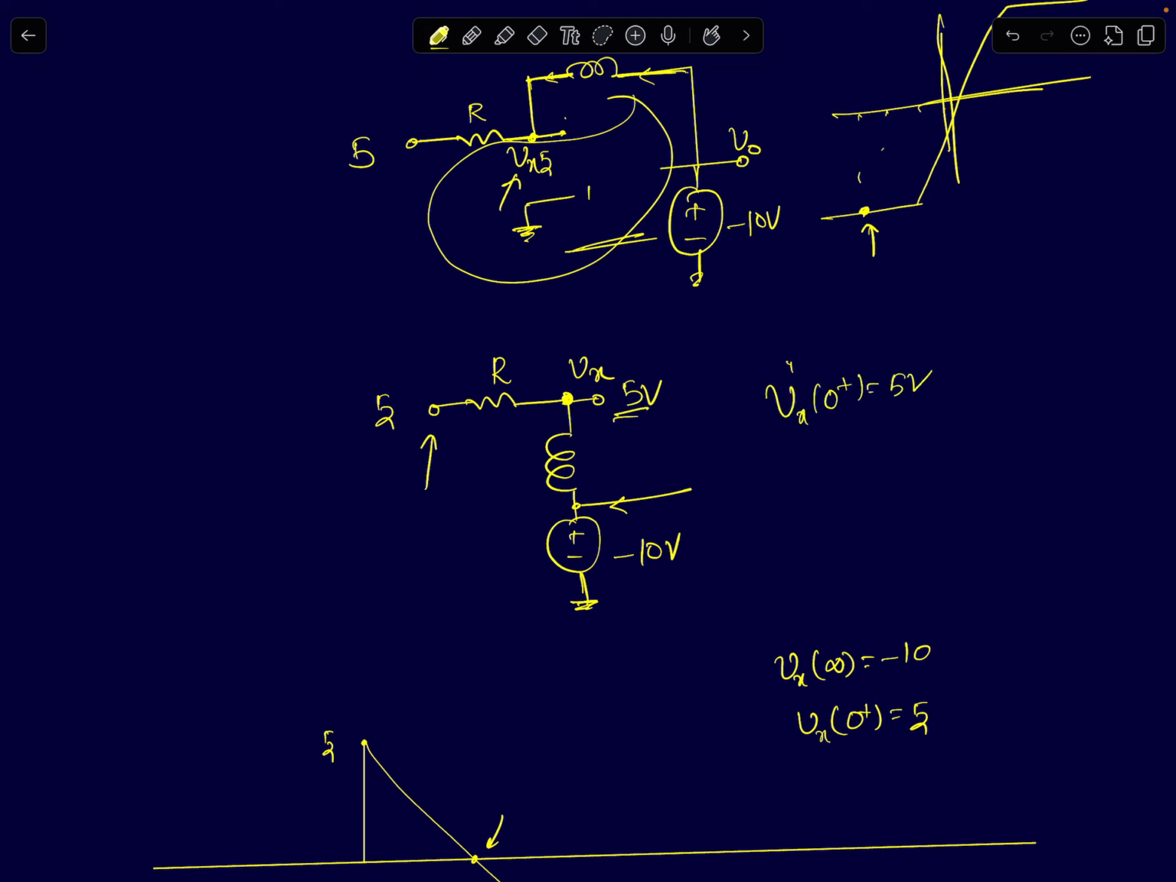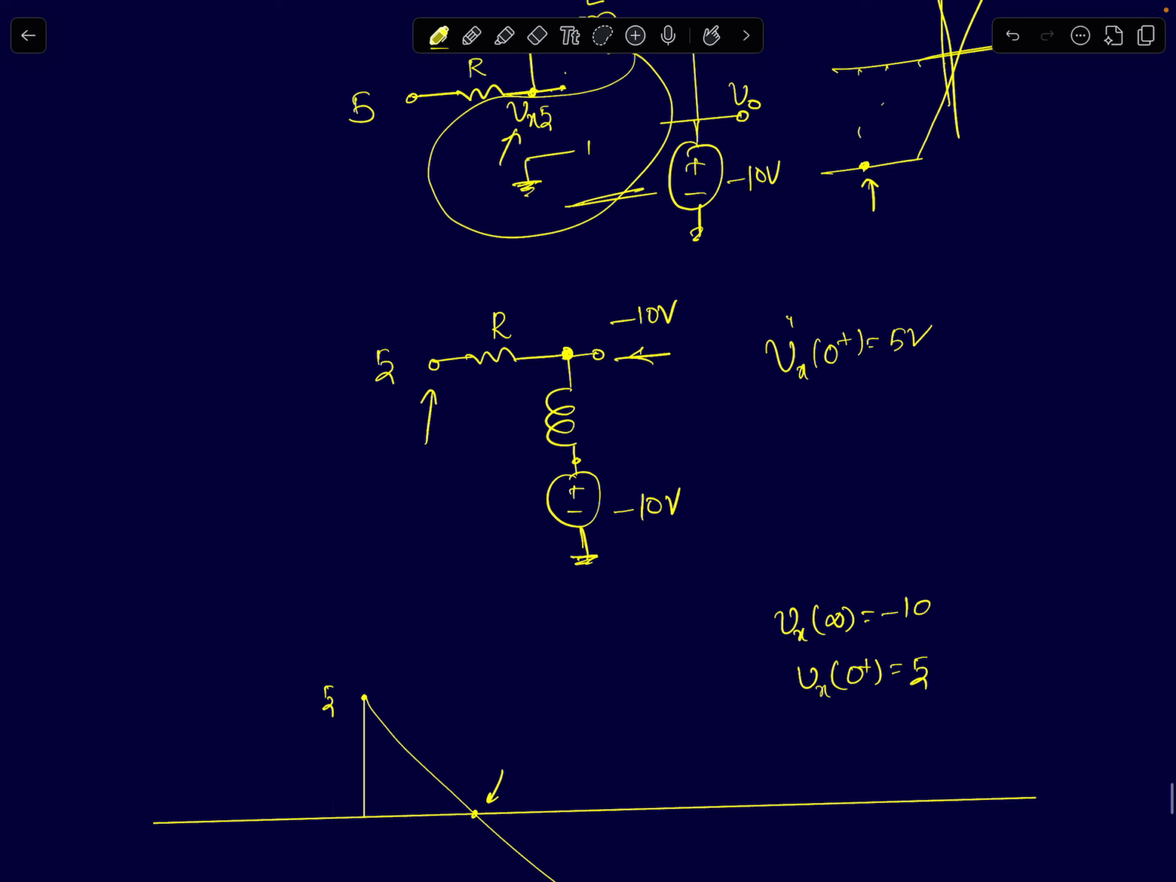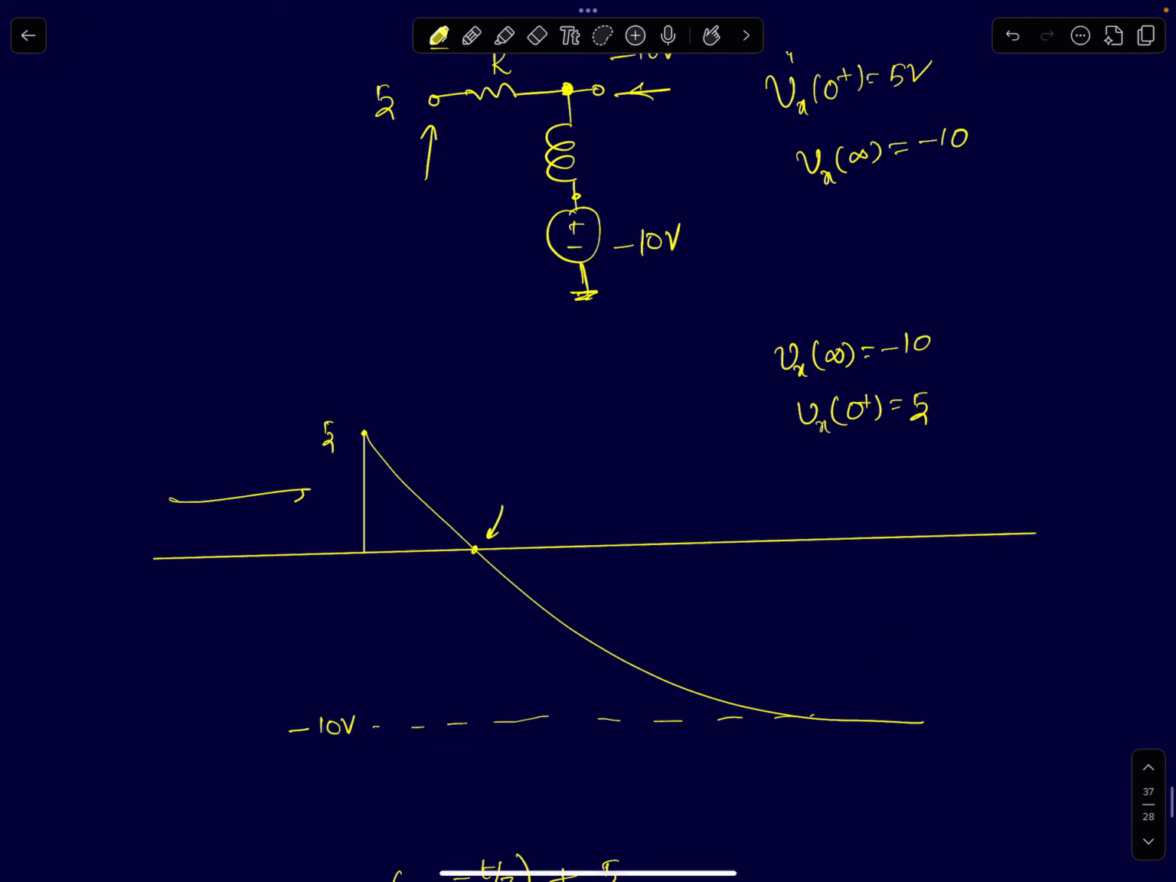And what about the final voltage? This is a series RL circuit. In the steady state, the inductor acts like a short circuit, meaning the current through the inductor will remain constant. If the inductor has to carry a constant current, the voltage across the inductor has to become 0. So this node voltage will come to minus 10 volts. Vx starts off at 5 volts and eventually tries to reach minus 10 volts. That's what I've shown here.